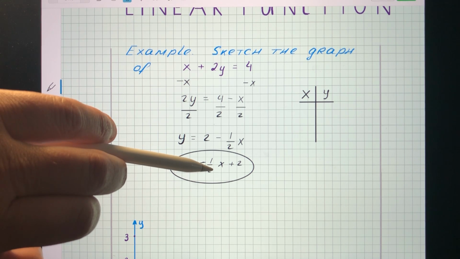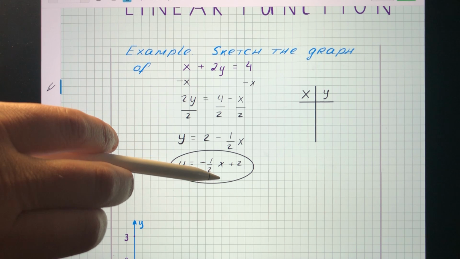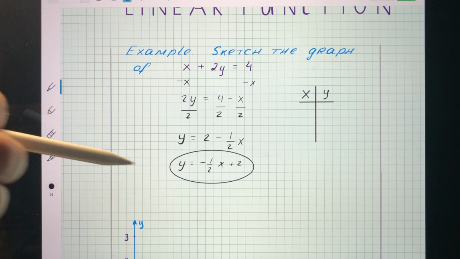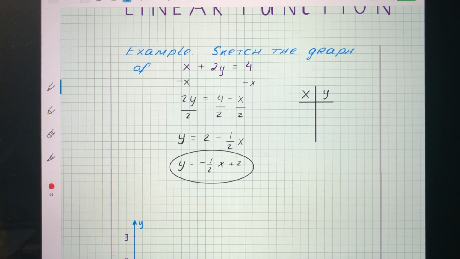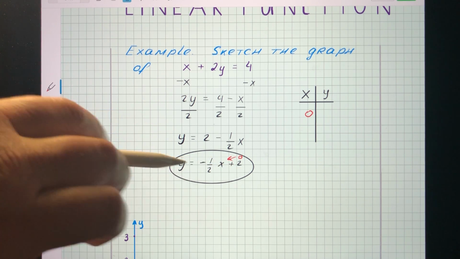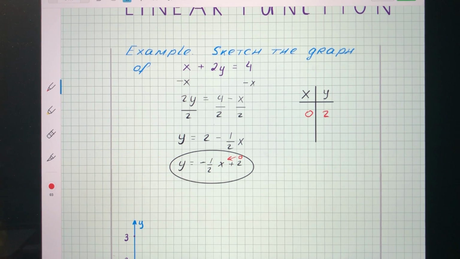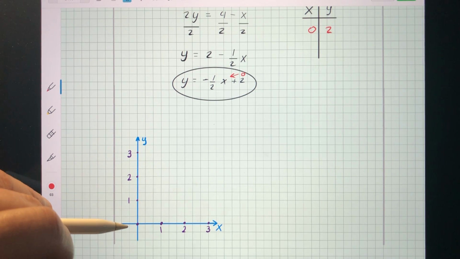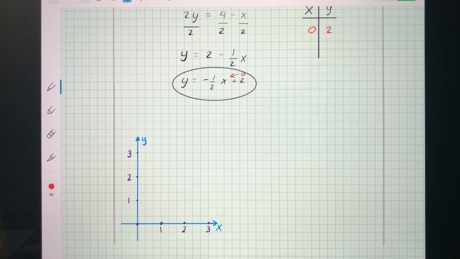So, pick any point that you want for the x. Usually the easiest points to choose are whole numbers, positive and negative, and 0. Let's use 0. If x happens to be 0, then we plug in 0 for this x, and that makes 0 times negative half, which is 0. 0 plus 2 is 2. So the first point is (0, 2). We can plot it already on our grid. 0 for the x, 2 for the y is right here.